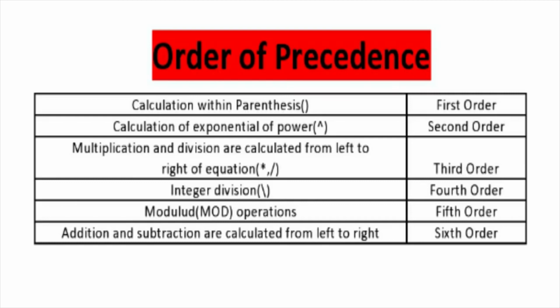Now the next topic is order of precedence. While performing arithmetic calculation, the following hierarchical order of operations is used by the computer. Here you can see parenthesis is the first order, exponential or power is the second order. Likewise, there are many more that you can note in your copy and learn or remember, and that will help you to write a program. So I hope you have understood these two topics.